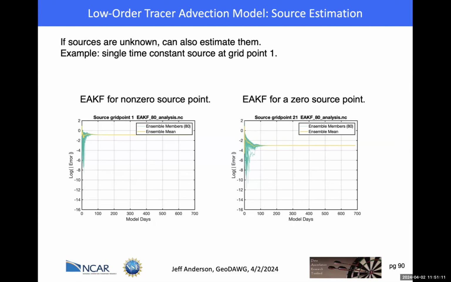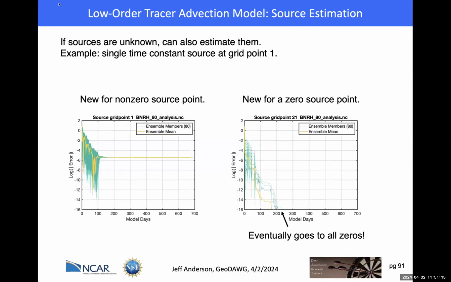I'm now again going to scroll down and I'm going to show the same plots, but now with the new methods shown here. Basically, you get about 5 orders of magnitude less error for the grid point that has a source. And interestingly, in this particular example, you go to 0 error for the grid points that have no source.